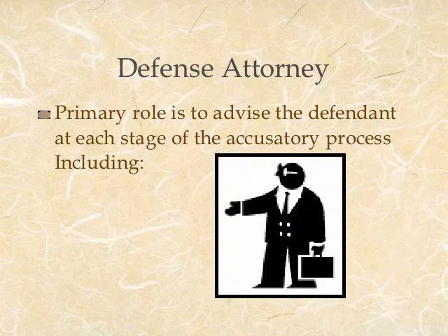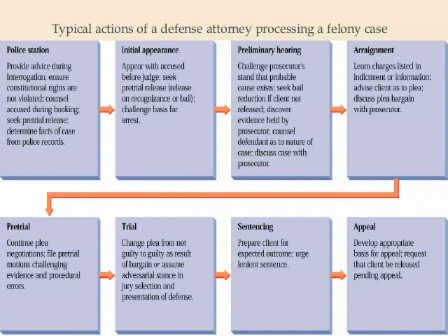The next thing we want to talk about is the defense attorney, and their primary role is to advise the defendant at each stage of the prosecutorial process and accusatory processing. Here are typical actions of the defense attorney processing a felony case. At the police station after arrest or during interrogation, they're ensuring constitutional rights are not violated, giving advice during interrogation. They're making sure that booking and pre-release and all these things are done, and make sure they determine the facts of the case from the police records.